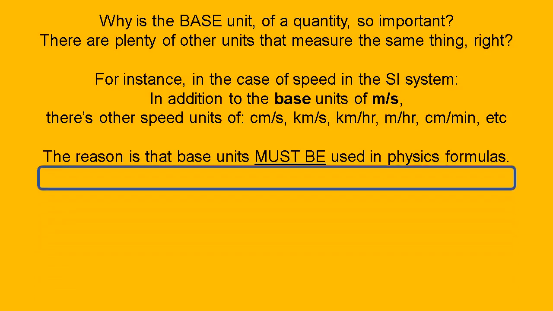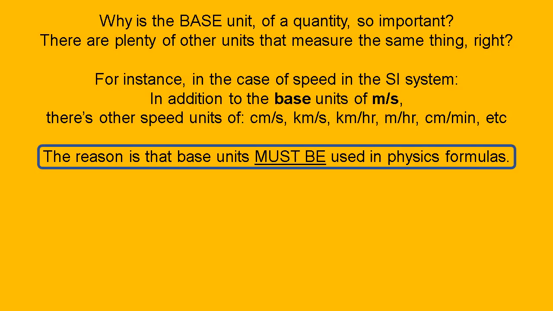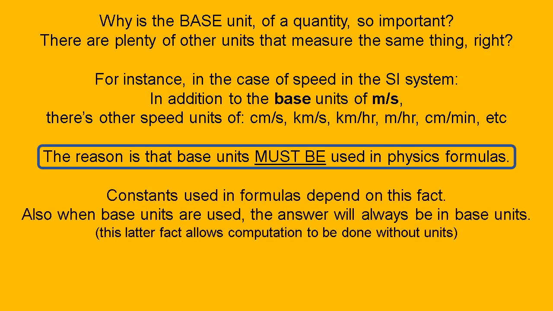The reason is that base units must be used in physics formulas. In other words, the formula constants are based on base units being used. And also, when the base units are used, the answer will also be in base units. And this fact allows computation to be done without units.